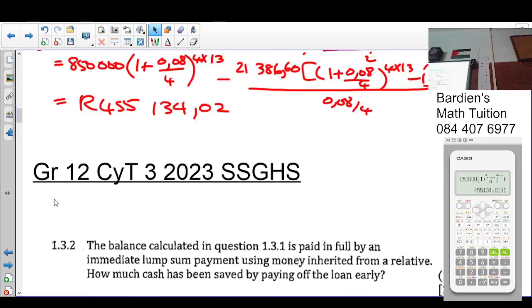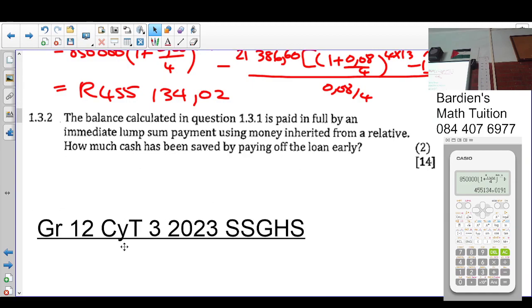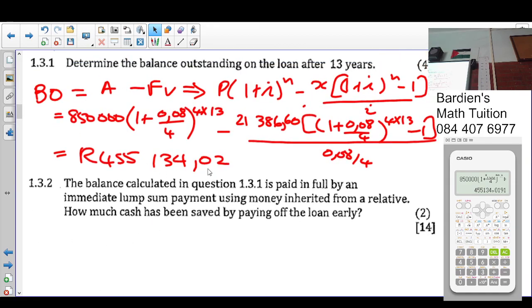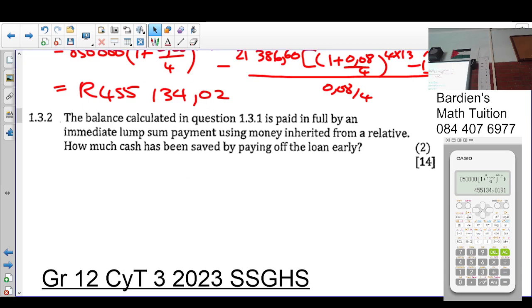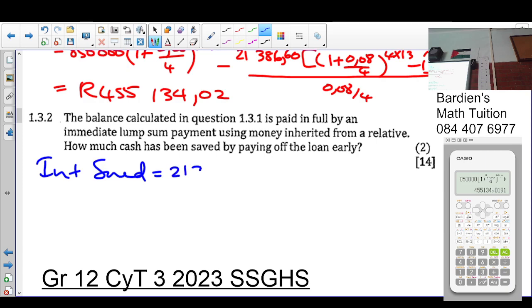Then the question says in 3.1.2, the balance calculated in question 3.1.3 is paid in full by an immediate lump sum payment using money inherited from a relative. How much cash has been saved by paying off the loan early? So in other words, the interest saved is basically going to be for 7 years. She's still going to pay that payment of 21,386 rand and 60 cents quarterly payments for 7 years.